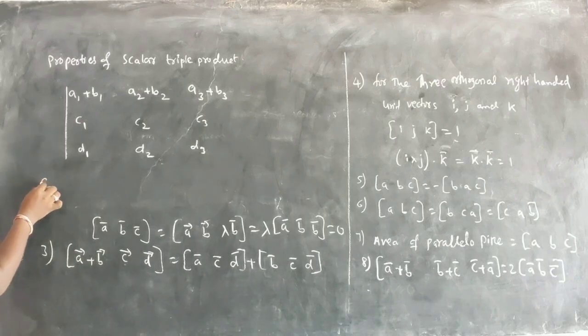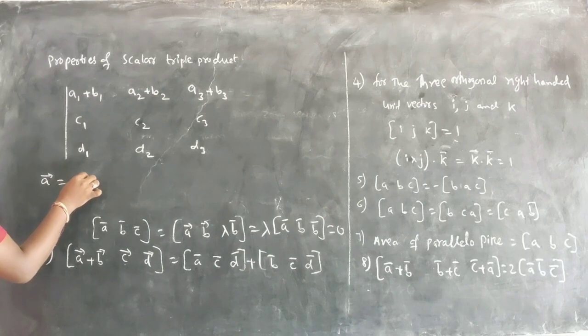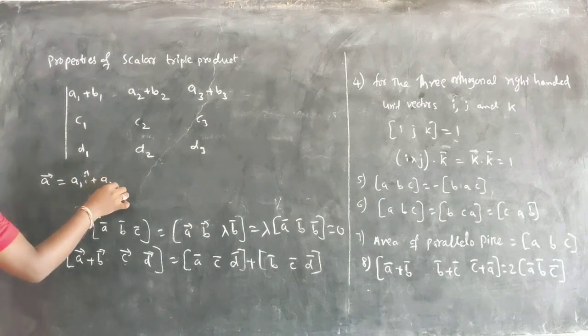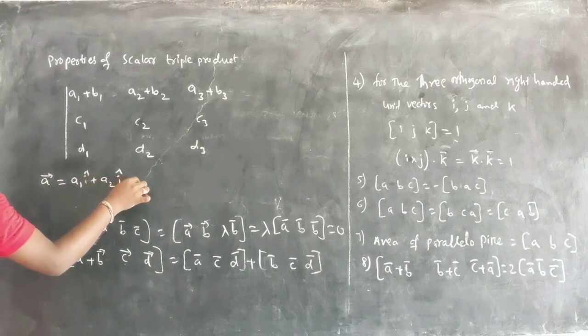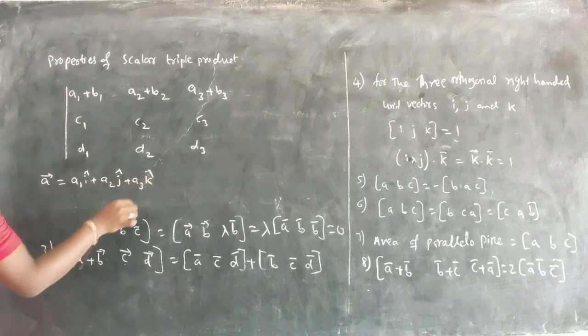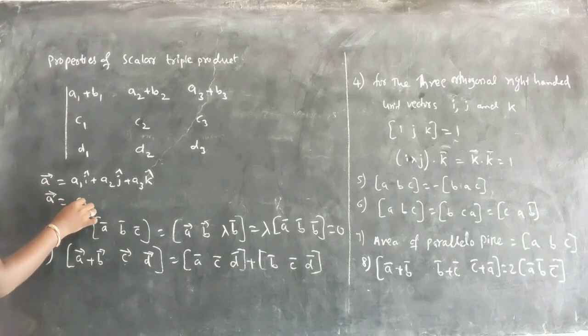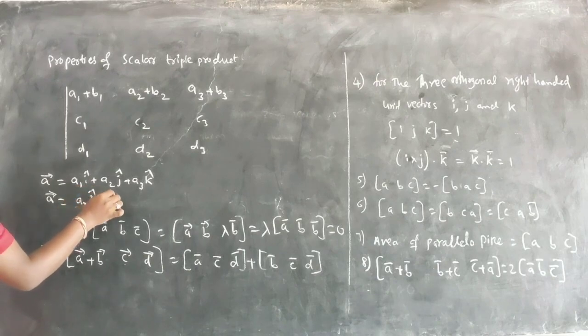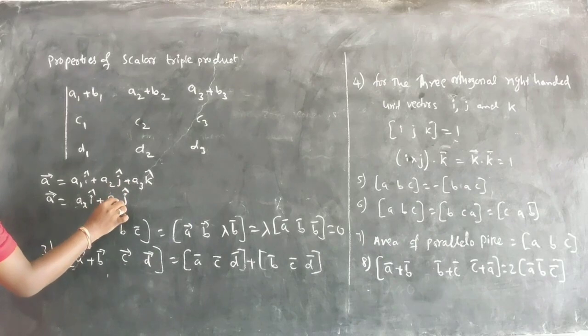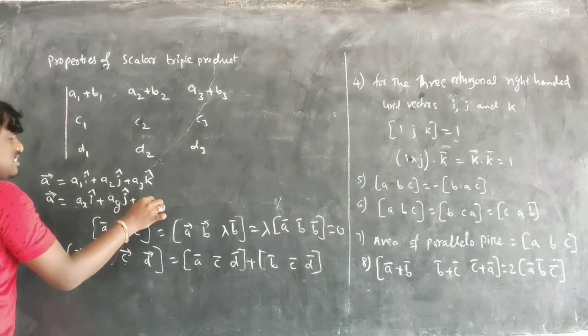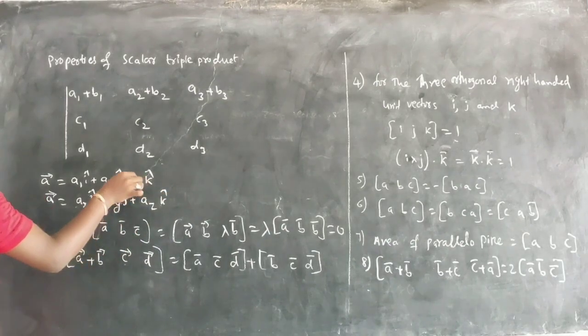Like here, what does A vector mean? A vector means A1 i cap plus A2 j cap plus A3 k cap. That is what I want to say here. So this way also you can think. Another way is A vector equals Ax i, meaning the x component, plus Ay j plus Az k. Like this anything you can write.